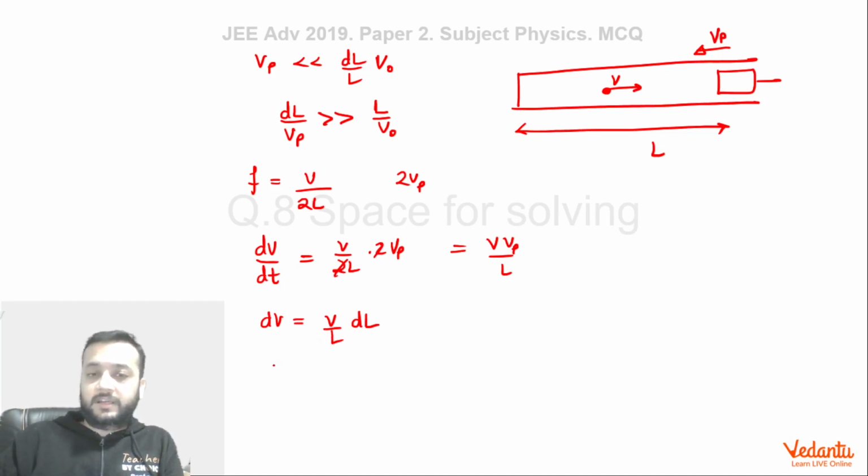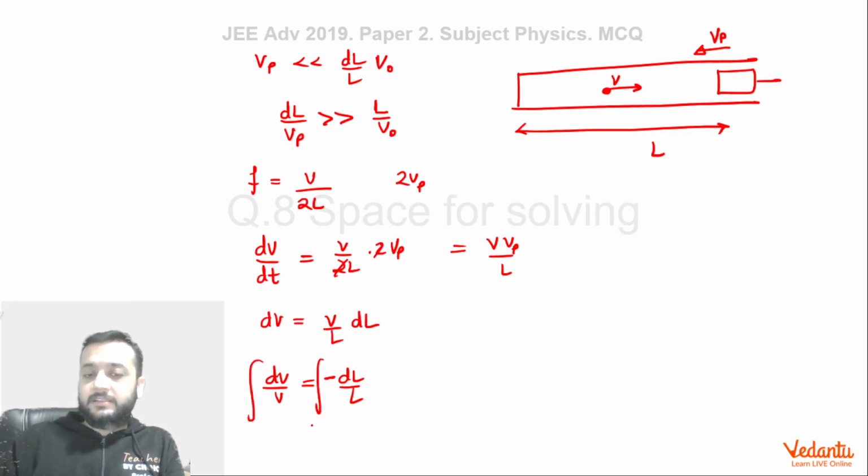Now we can integrate this equation. One more thing, we have to put a minus sign over here. Why do we need to put a minus sign? In reality, L is decreasing with time and v is increasing with time, so we have to put a minus sign. In reality, this vp is minus dl by dt. Velocity of the piston is minus dl by dt. That's why we need to put the minus sign.